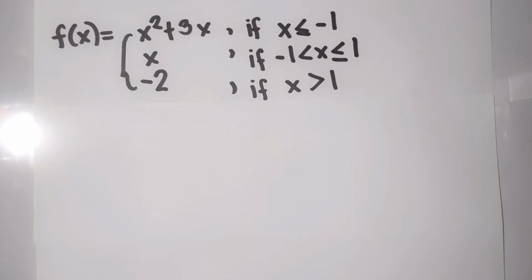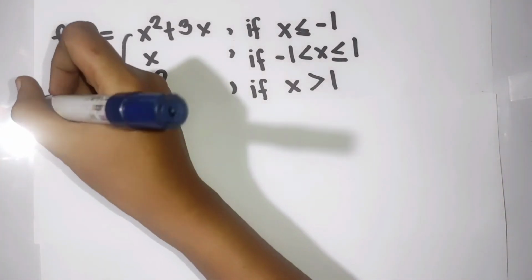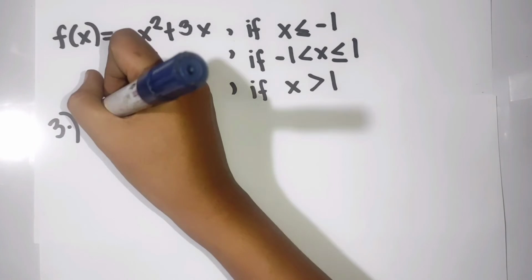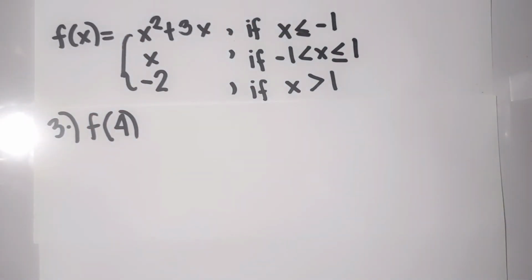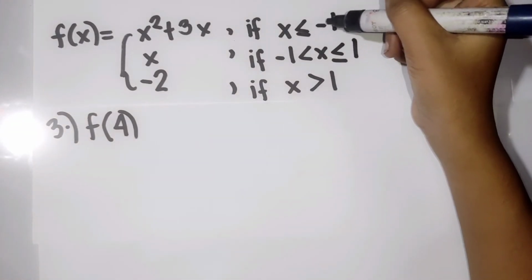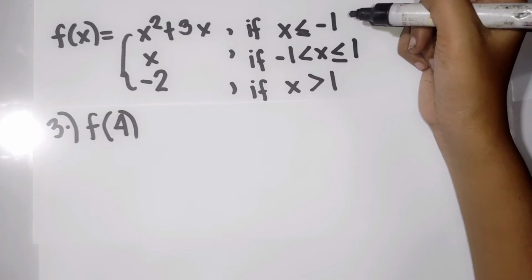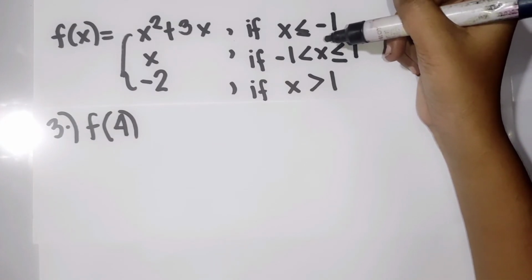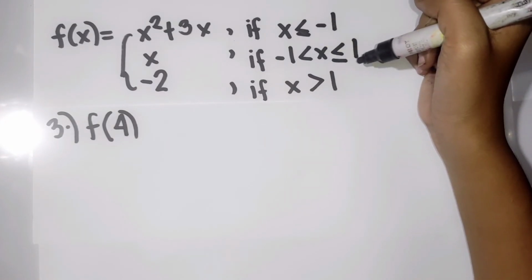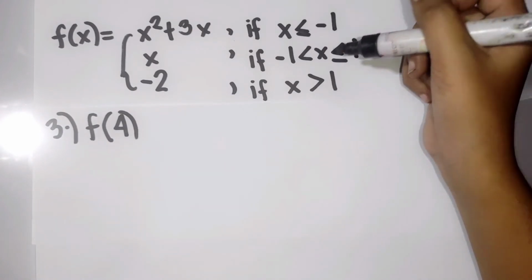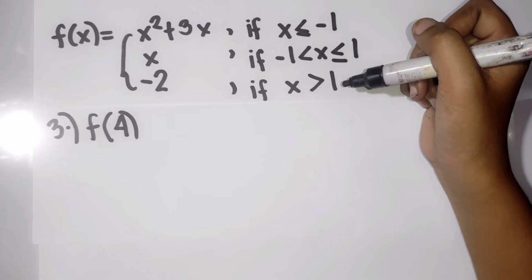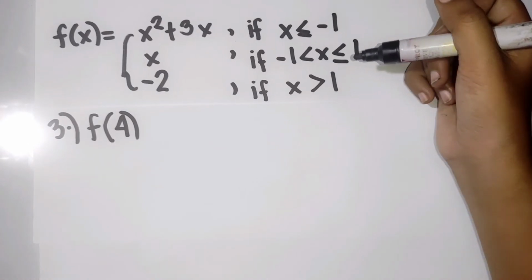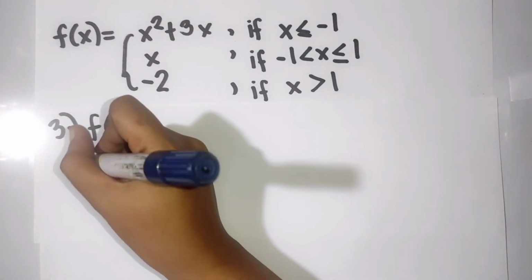Let's proceed to the third example. f of 4. Let us find where x equals 4 belongs. First, we have x is less than or equal to negative 1. For sure, it doesn't belong here. Is it in between negative 1 and 1? No. In the third condition, we have x is greater than 1. Yes, it does belong here. Therefore, we will use f of x equals negative 2.